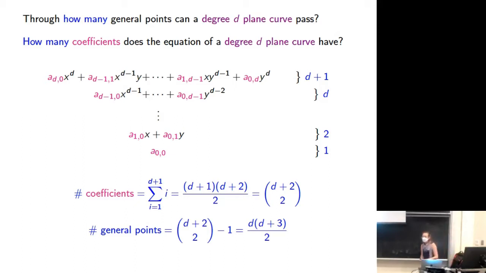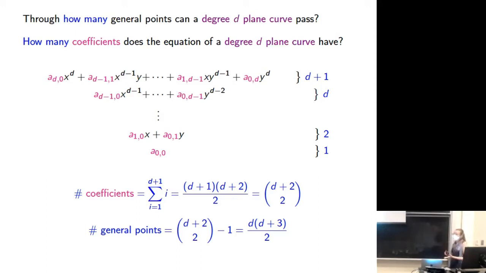Yeah. What part of this argument uses the fact that the points are in general position? Great. So nothing in this argument used the fact that the points were in general position. So what I showed is that for any collection of this many points, there is always a curve of degree at most d that passes through those points.